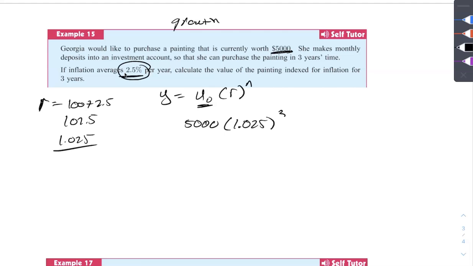And then we're doing 3 years. So what's inflation going to be in 3 years? When I plug that into my calculator, we get $5,384.45. So that's how much the painting is worth in 3 years, if it's going to stay at the same value but go up with inflation.